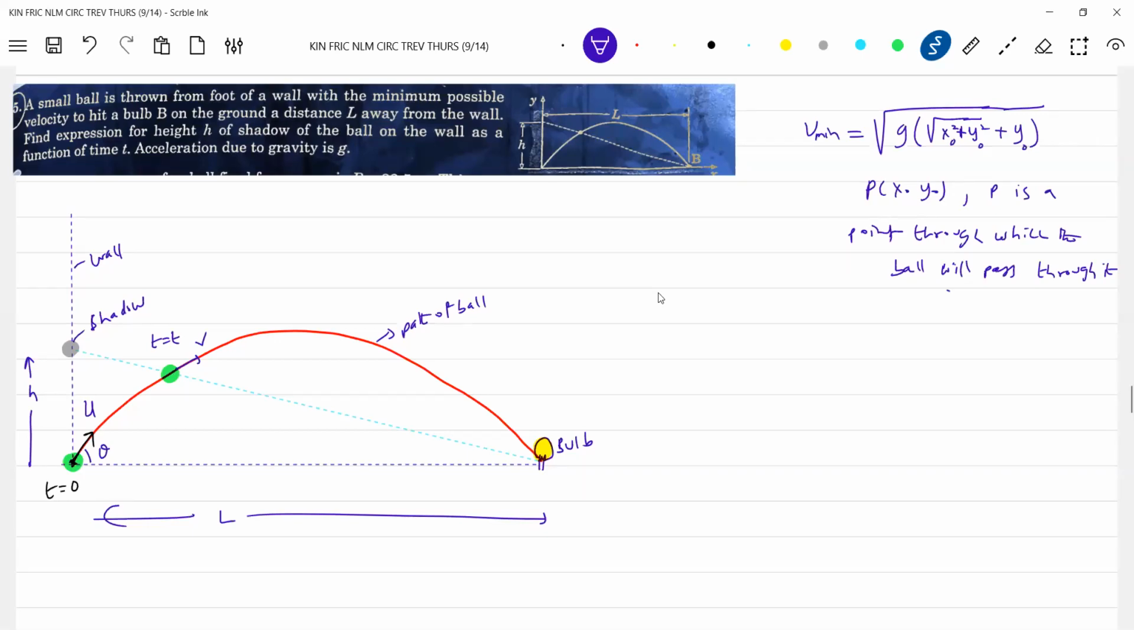Okay, what we know, what is the value of y? This is a point, I'll call it P. I'm projecting with a minimum speed, that is u. So therefore, I'll calculate this: u minimum is u equals root of g under root of L square plus 0 square plus 0 square. So this is that speed.